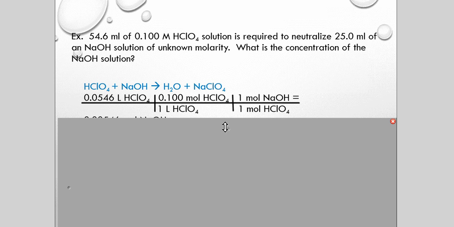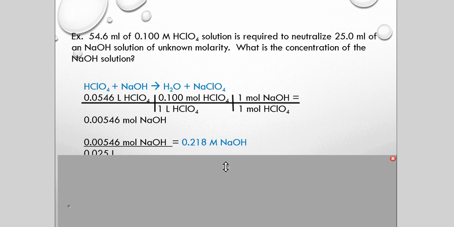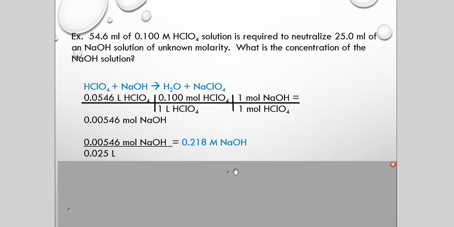This is what it looks like. Volume of the titrant converted to liters, multiplied by the molarity of the acid to get moles, and then by the mole ratio to get moles of the base, which gives us the number of moles of sodium hydroxide. Then dividing by the known volume, we have a molarity of 0.218 molar sodium hydroxide.